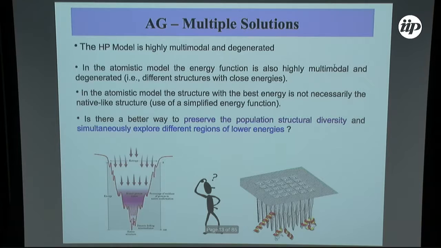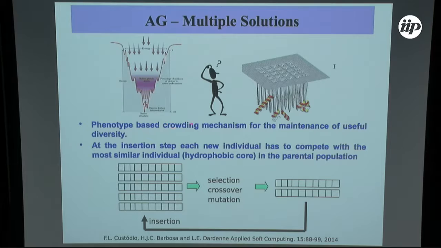The HP model is highly multimodal and degenerate, like the atomic model. The problem is how to preserve the population's structural diversity and simultaneously explore different regions of low energy. We tried several standard versions of genetic algorithms, and we failed to find the global minimum of several HP sequences described in the literature. The solution was to implement a phenotype-based crowding mechanism for the maintenance of useful diversity.